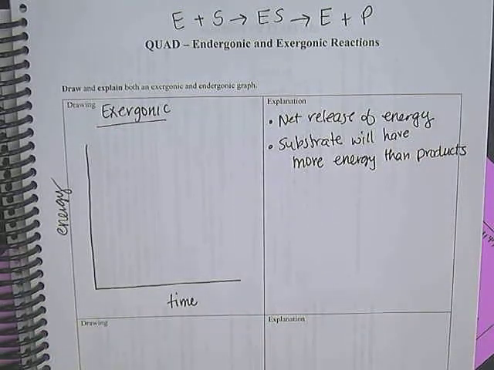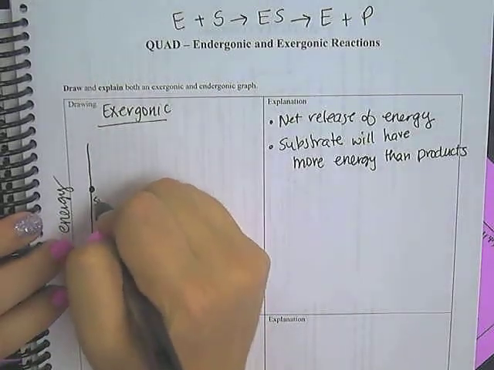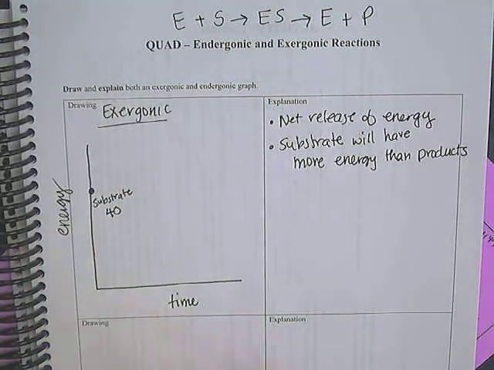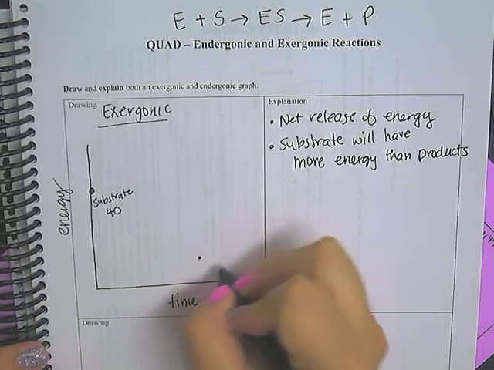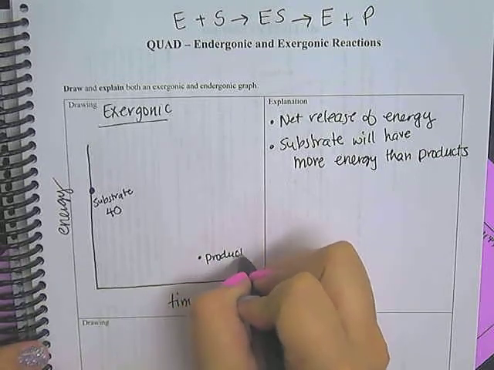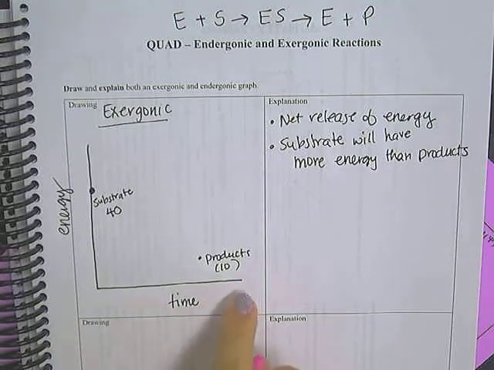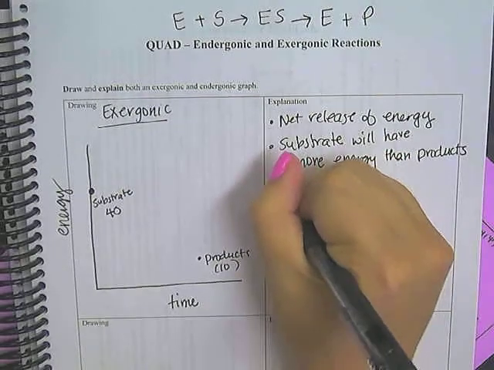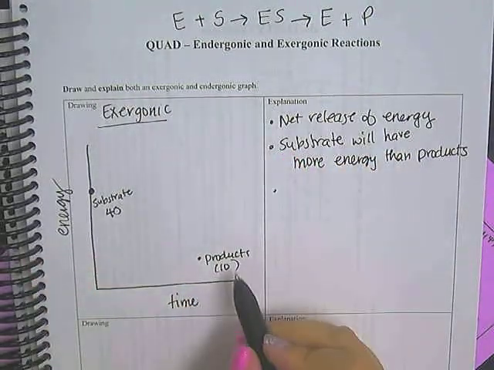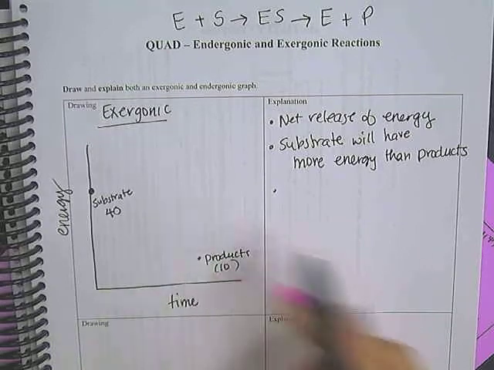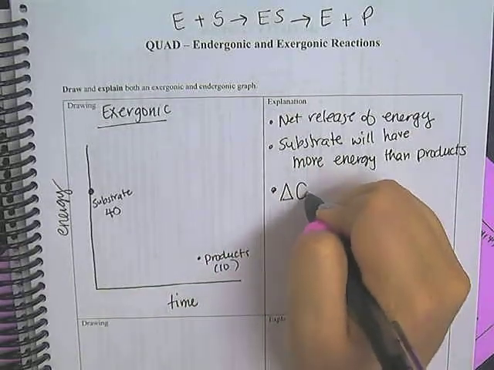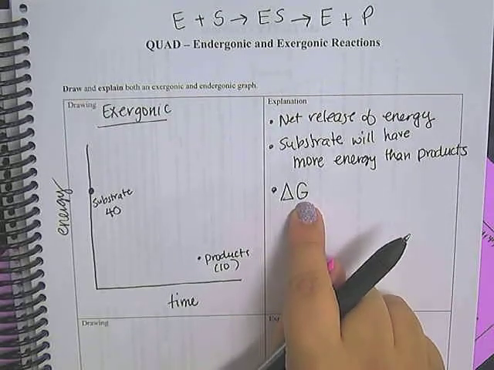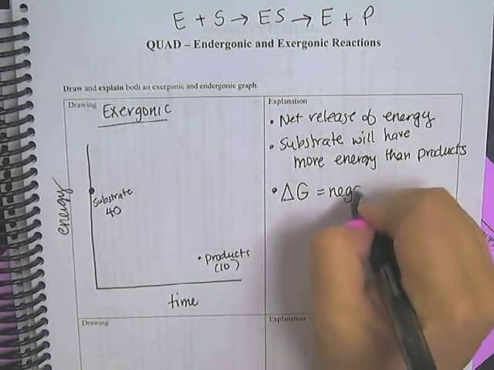So I'm just going to use some random examples with numbers. So here's my substrate. Let's say that the substrate had 40 units of energy available to it. The products themselves, let's say, have 10 units. And again, I'm just making these numbers up. So that means there is a difference of 30 between the substrate and the product. Not only is there a difference of 30, but you'll notice that the products have less energy than the substrate did. So in that case, what we would say is that the delta G, the change, that's the Greek letter delta, the change in free energy is a negative value.